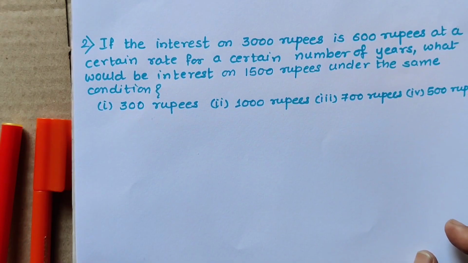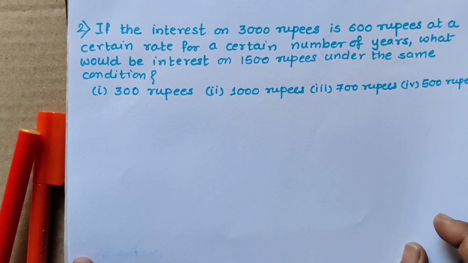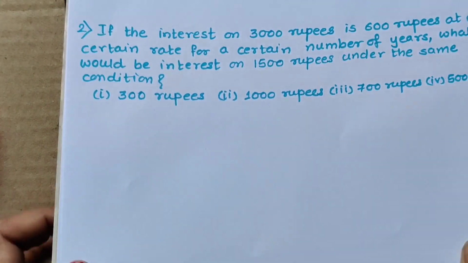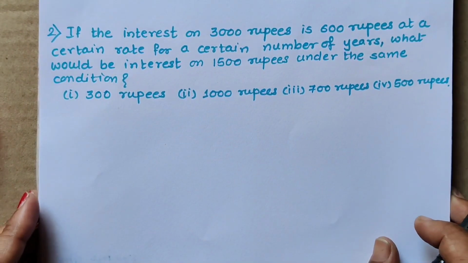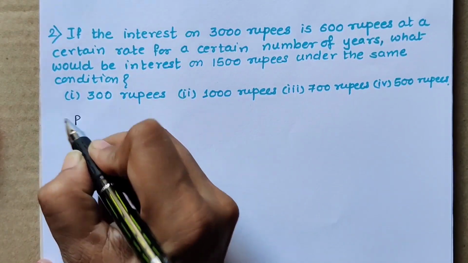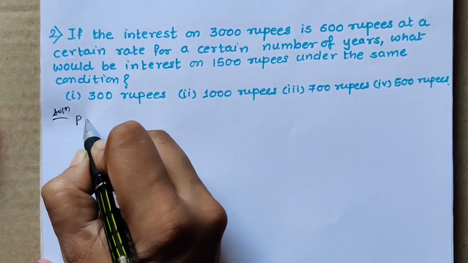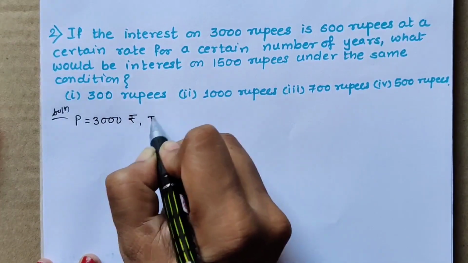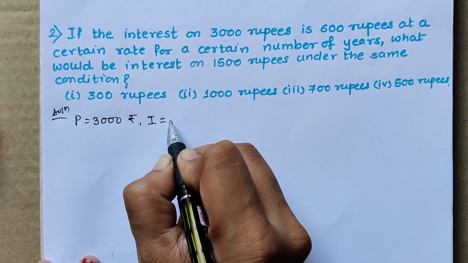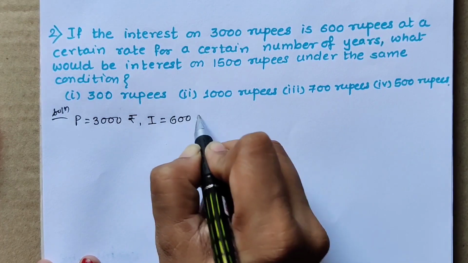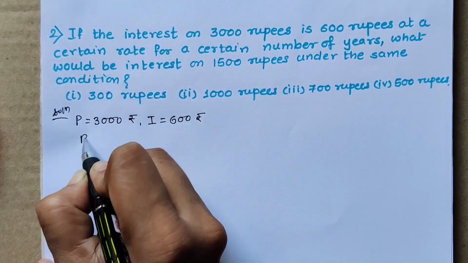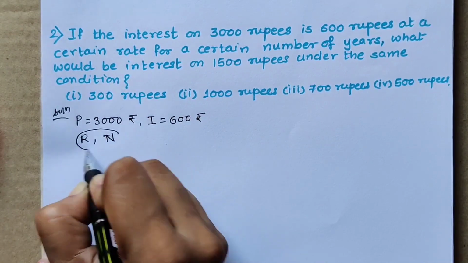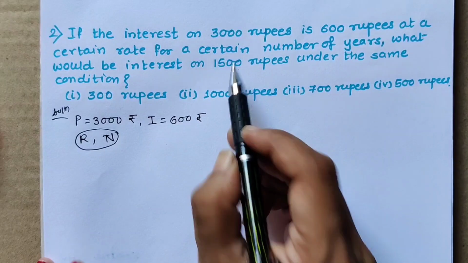So as you all can see, here I have written the question. Now we have to find the interest for 1500 rupees. First the principal is 3000 rupees, and for 3000 rupees interest I is 600 rupees. Now we don't know the rate of interest, we don't know the number of years, but this is same for 1500 rupees also.